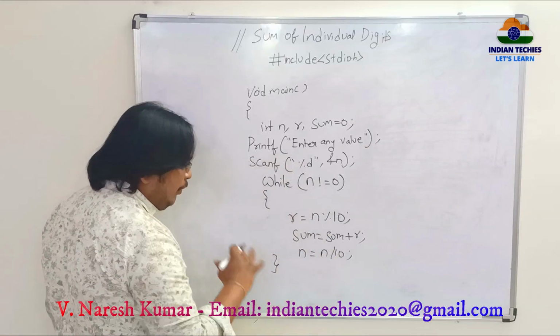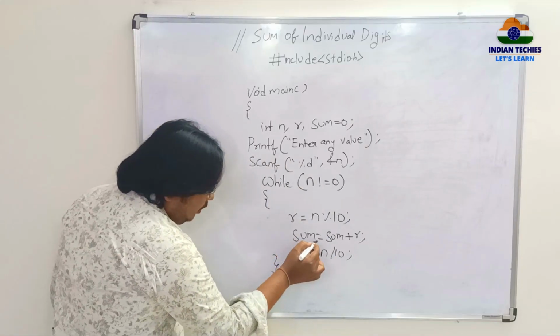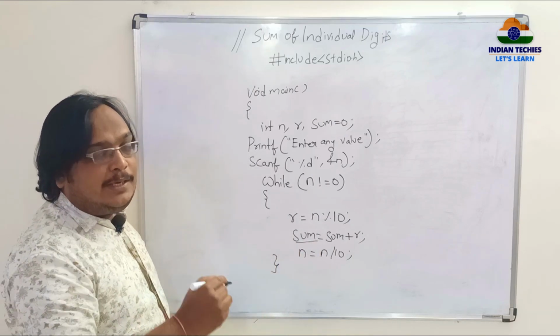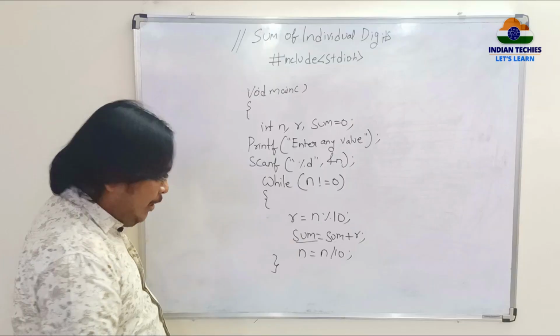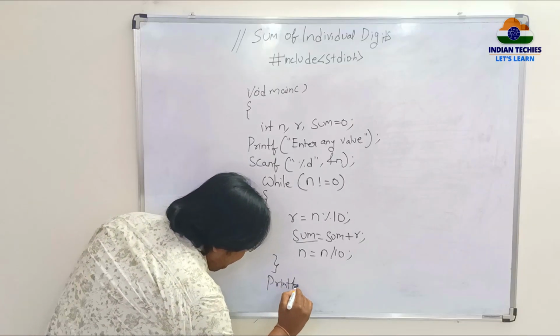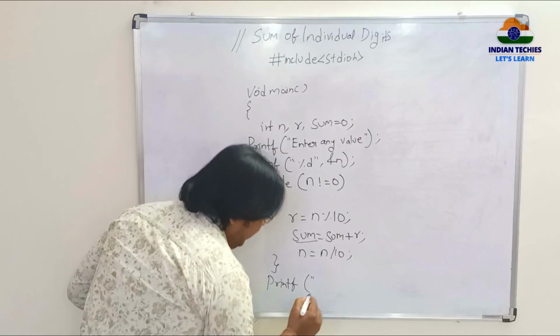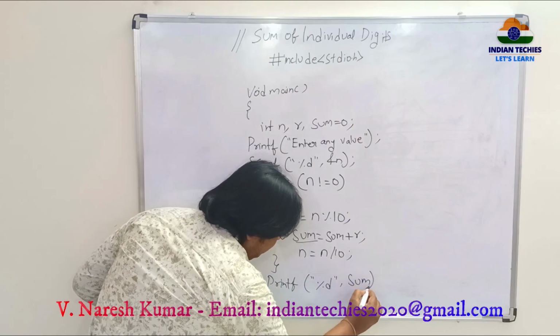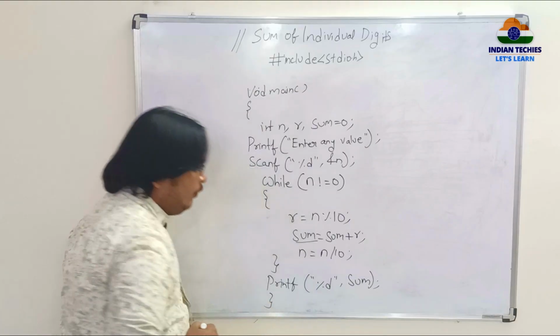So once this total loop is completed, this total sum value will be here. So your total sum value, that is the sum of individual digits, will be here. You have to print that value. That is, printf, %d, comma, sum. Close this main.